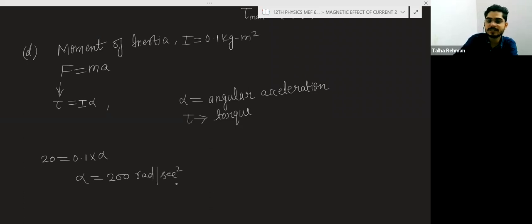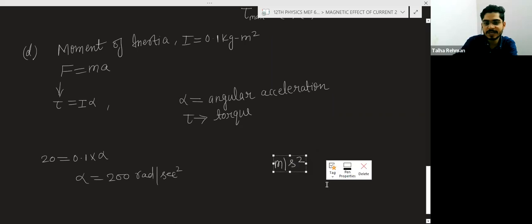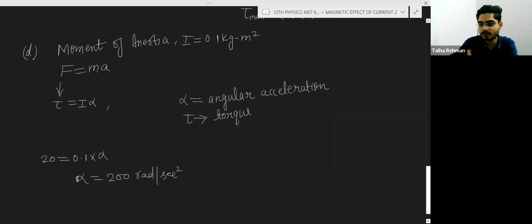Like for the acceleration, we have meter per second square. For angular acceleration alpha, we have radian per second square. But remember, I have already mentioned what alpha is here. Alpha is not the angle between the magnetic moment and the magnetic field.